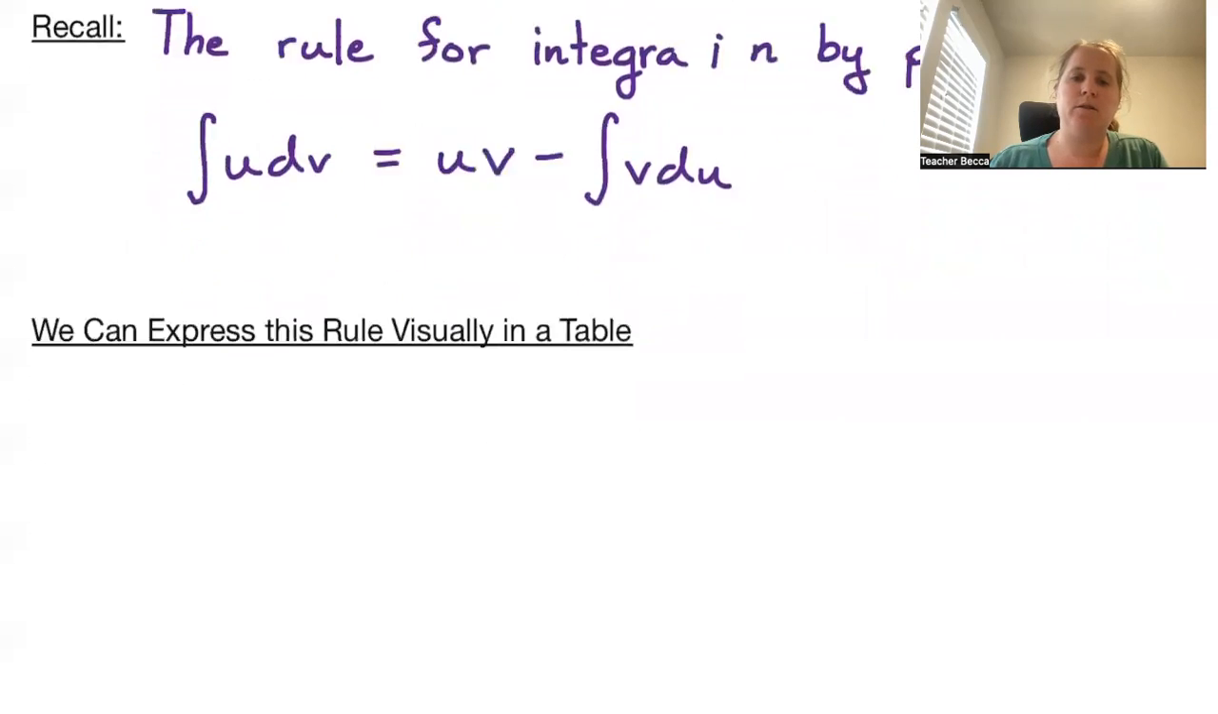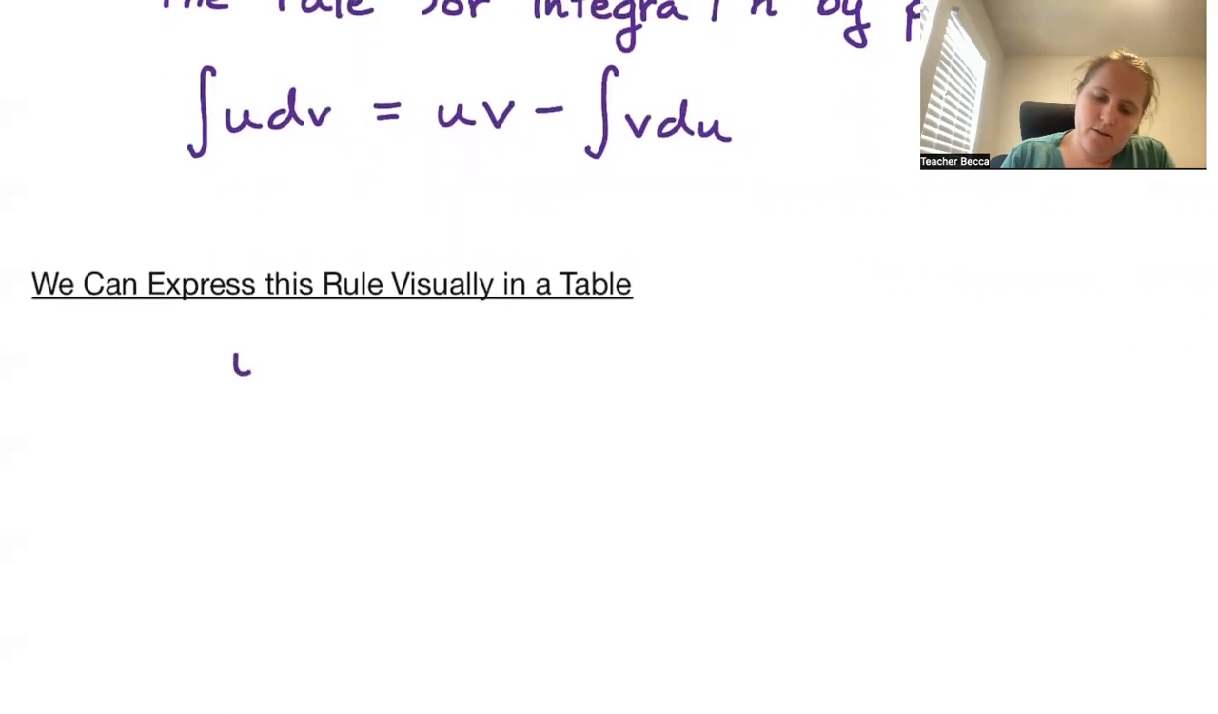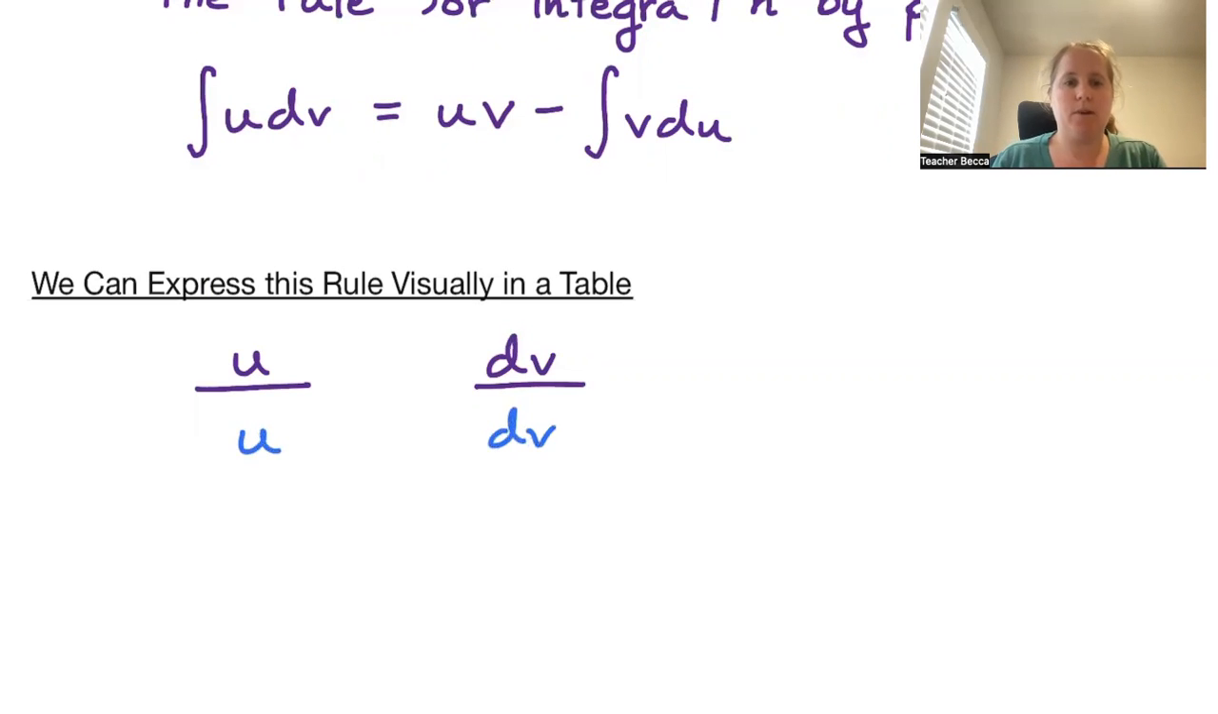So we can express this visually in a table. The way that I write this is I do u and then dv as my start. So I usually label these columns as u and dv just to keep track. Whatever our u is, we'll put in our first component. Whatever dv is, we'll put in our second column. Then we will go ahead and differentiate that first column. So we'll take the derivative.